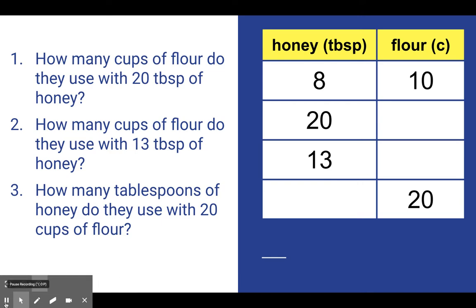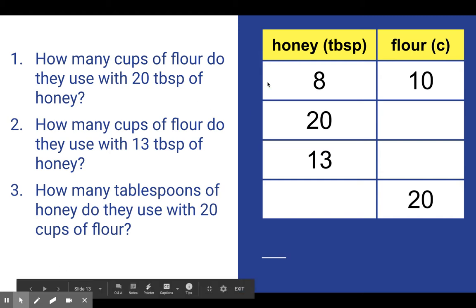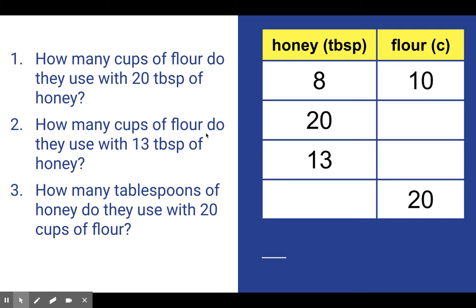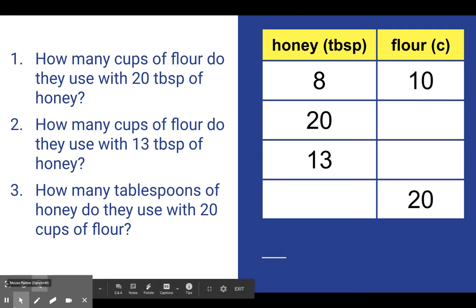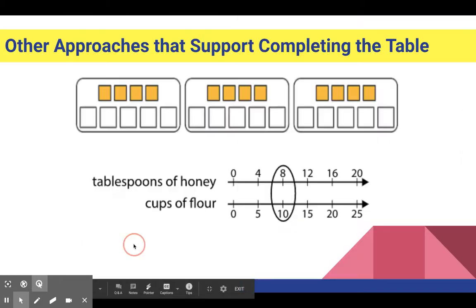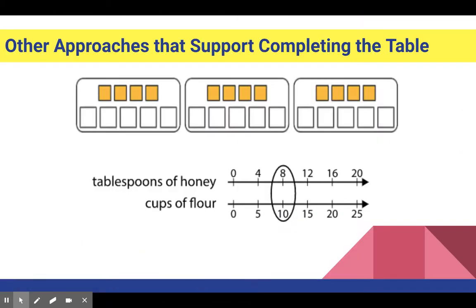Now, some of you may also have mentioned that I could figure out how much flour I have if I have 1 tablespoon of honey. Whenever I figure out that one space, that's going to be called our constant of proportionality. So that's what we need to talk about a little bit further. So let's jump into some other approaches that support completing the actual table.